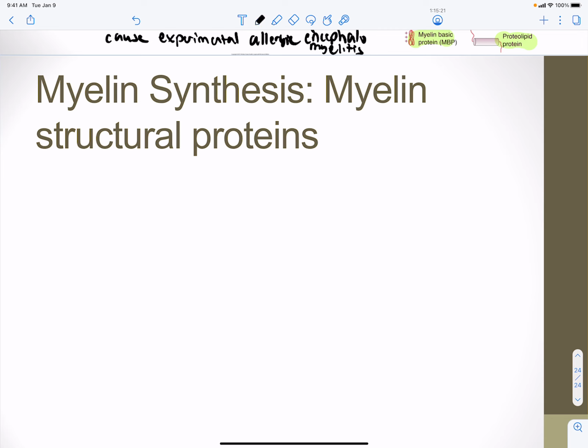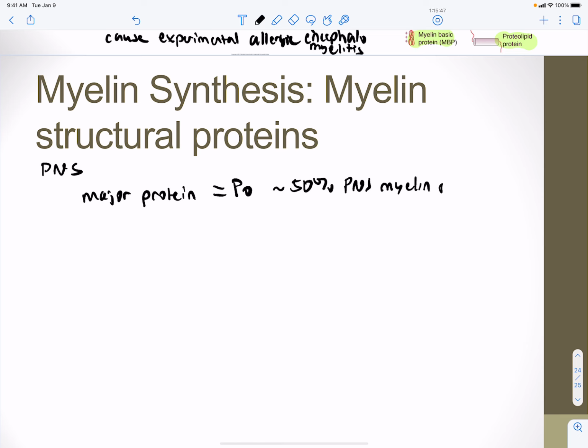Now, in the peripheral nervous system, the major myelin protein is called P0. And it's a glycoprotein that accounts for about 50% of the peripheral nervous system myelin protein content. And it has a structural role in maintaining the myelin structure, similar to the proteolipid protein in the CNS.